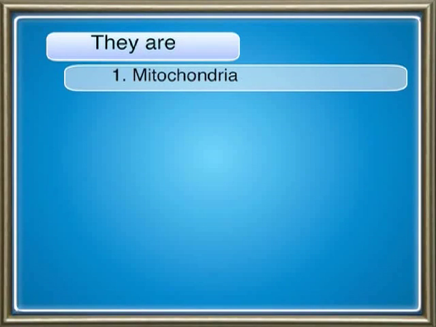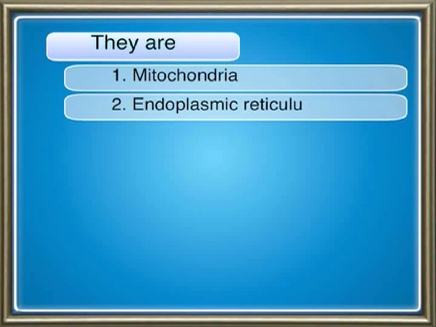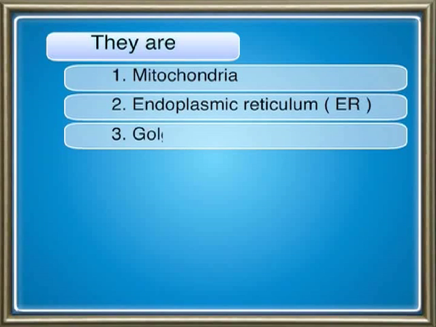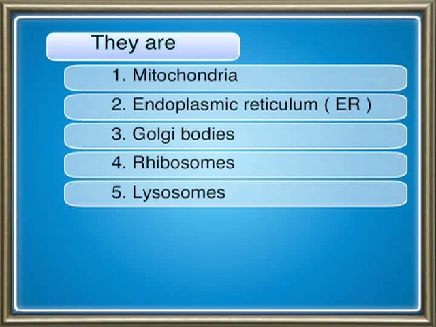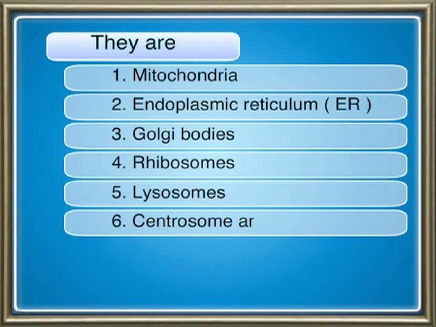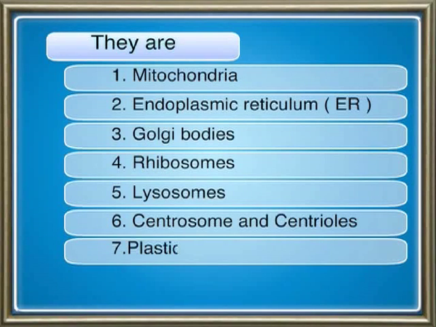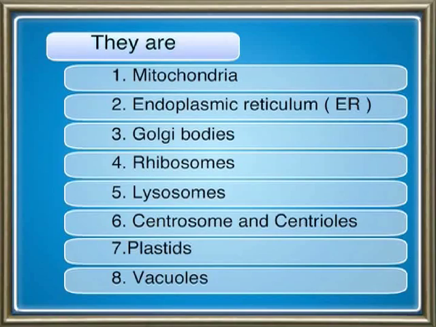What are these cell organelles? They are mitochondria, endoplasmic reticulum, Golgi bodies, ribosome, lysosome, centrosome and centriole, plastid, vacuole. Let us now study the cell organelles one by one.